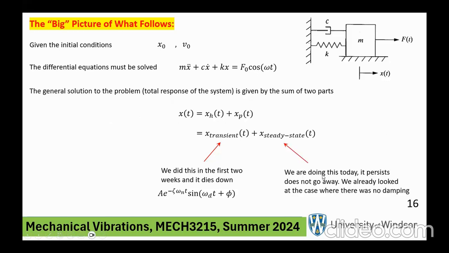Now, I only do this part today, okay? The whole thing together and doing examples, we're going to leave until later on. So this is what is called the steady state solution or the particular solution. We already did this when there was no damping. That's already taken care of. So now we're going to look at the case where there is damping present.